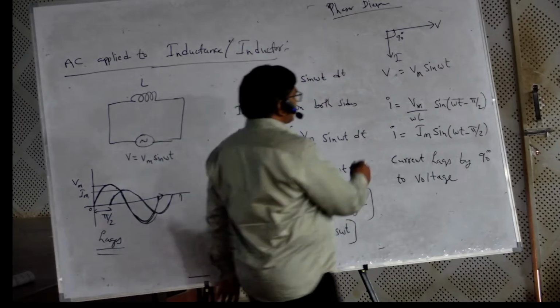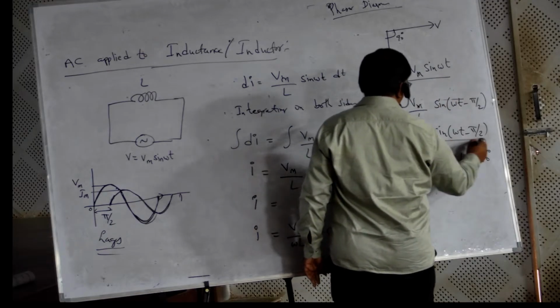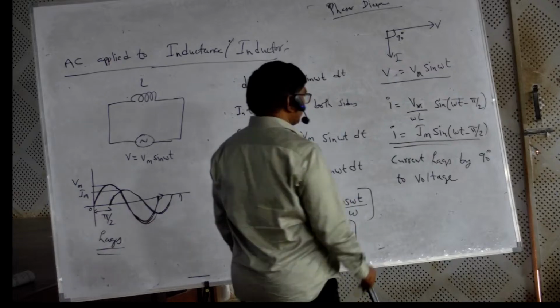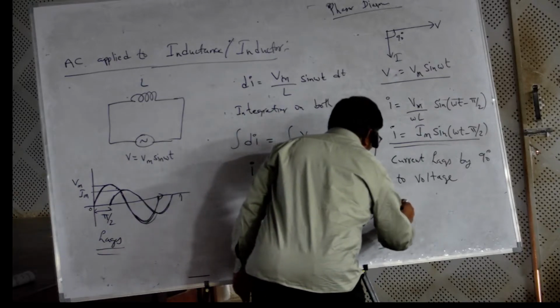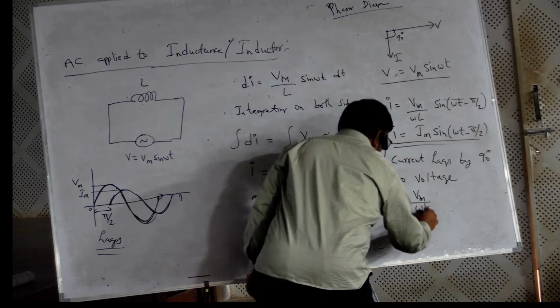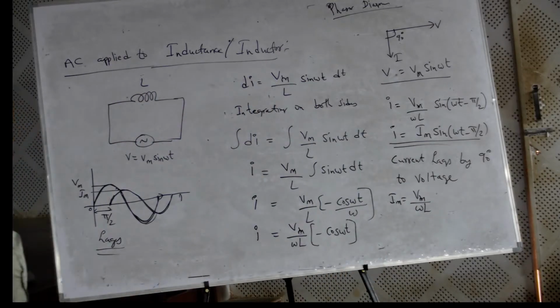What are the two equations? Voltage equation and current equation. What is Im here now? What is Im? Im is equal to Vm by omega L. Okay. What is omega? 2 pi f.